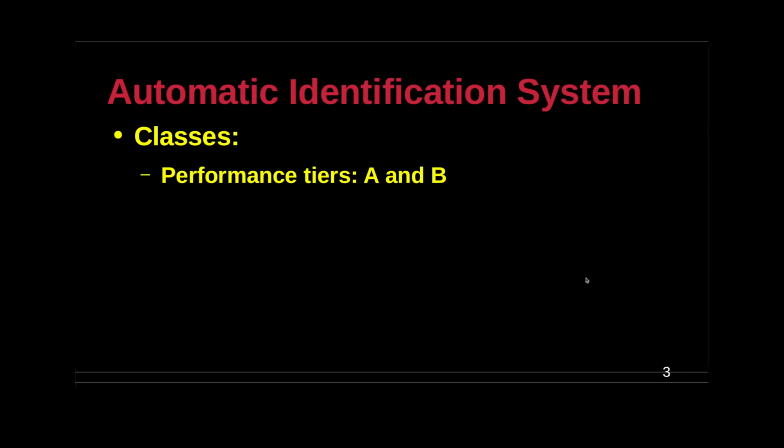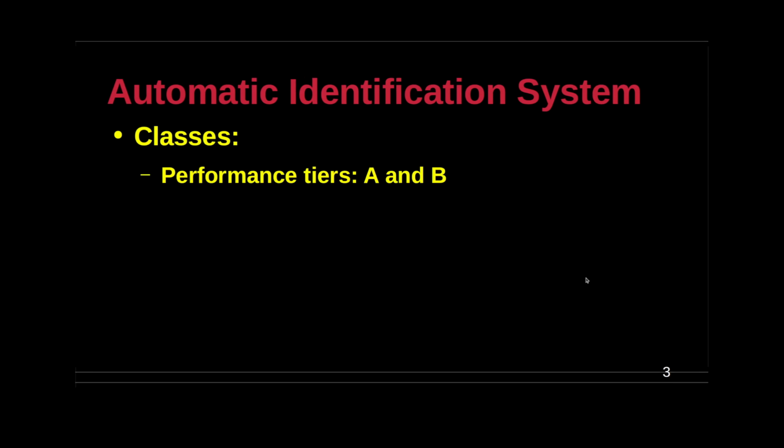Automatic identification system is split into performance tiers, Class A and Class B. Broadly stated, Class A is for ocean-going tankers and Class B is for intracoastal waterways.